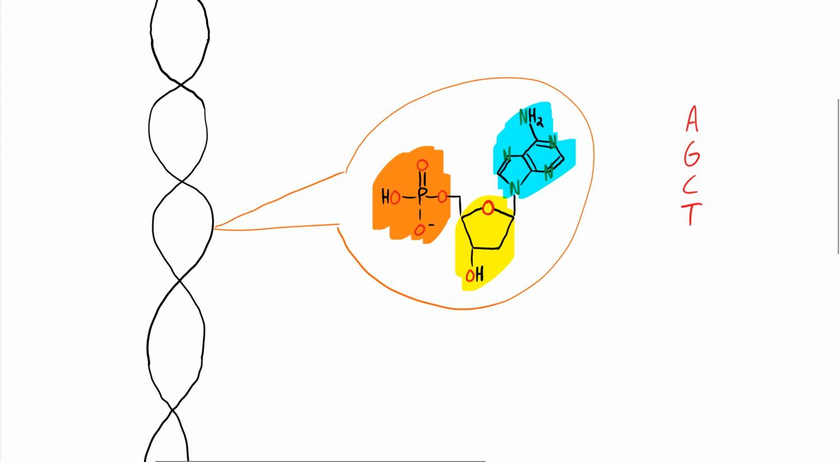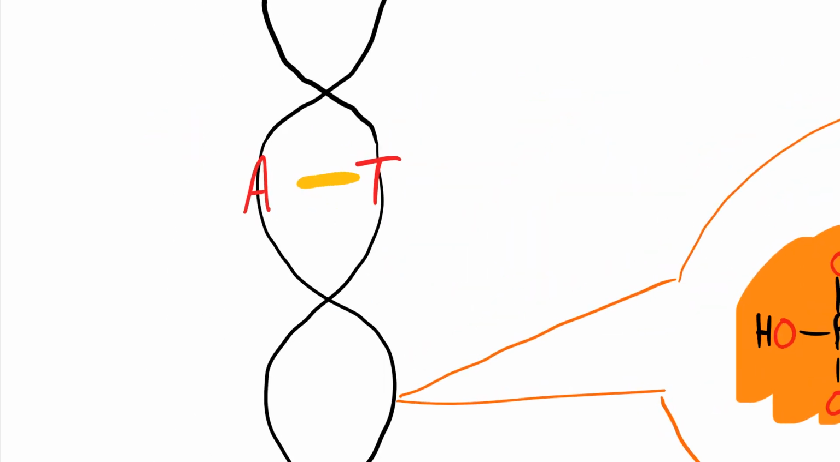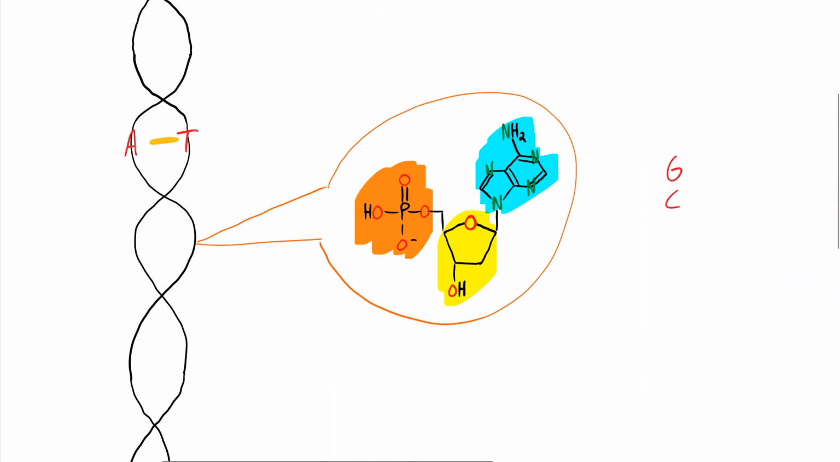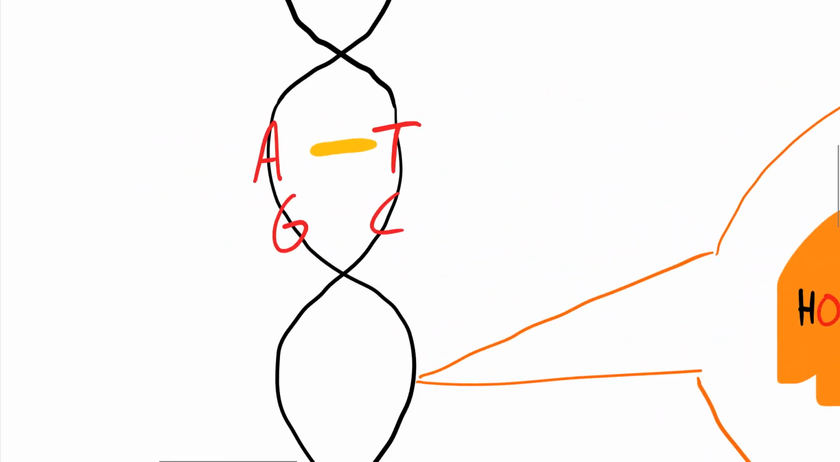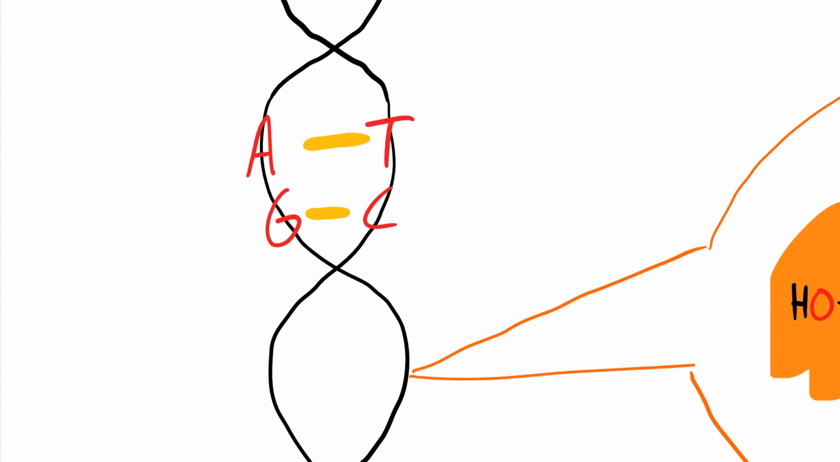Well, the way that DNA works is if you have an adenine nucleotide on one strand of the double helix, then you must have a thymine nucleotide directly across from it, and they connect. If you have a guanine nucleotide on one strand of the double helix, then you have to have the cytosine nucleotide across from it, and they connect.